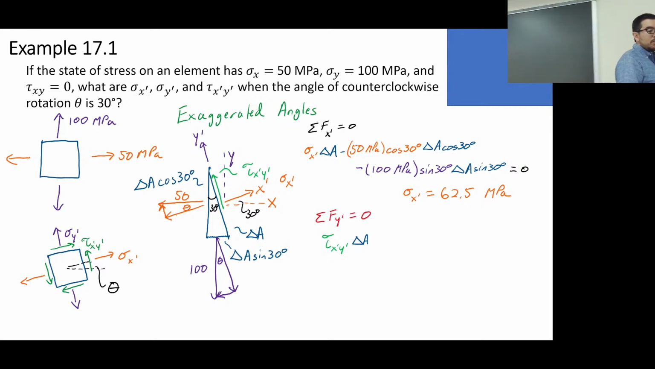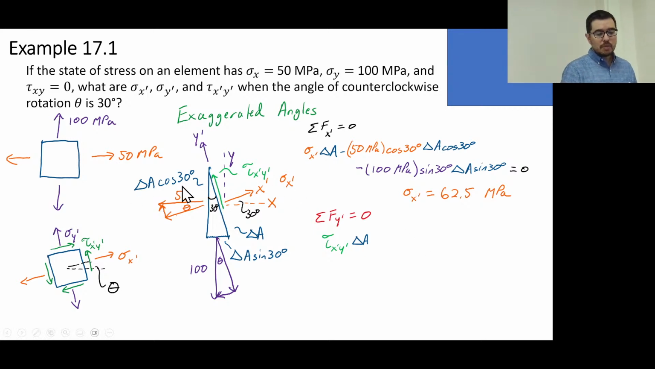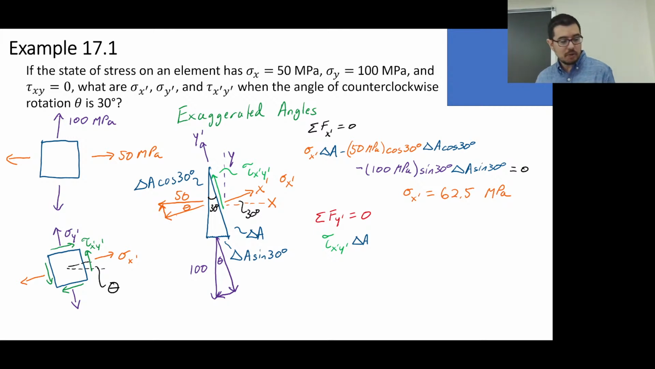But now I have to go back to these contributions from sigma x and sigma y, and look at the appropriate sides of these right triangles to be able to do equilibrium. So I have this vector right here, which is still contributing in the y prime direction. It's positive there. So I have this 50 megapascals times the delta A cosine 30 times sine of 30 degrees in order to give me this force vector. That's acting in the y prime direction.